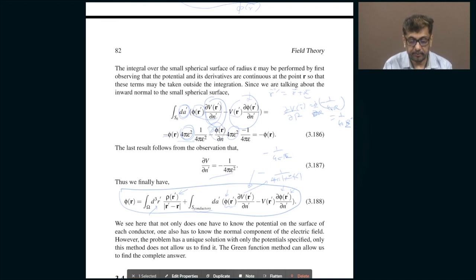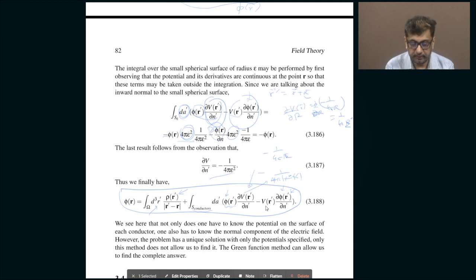So you have to specify both. You have to specify the potential function on the surface and the gradient of the potential function also on the surface. Knowing one does not imply knowing the other; both are independent. Having specified both, you can go ahead and find the potential. This is a very general method called the Green's function method, using Green's theorem.